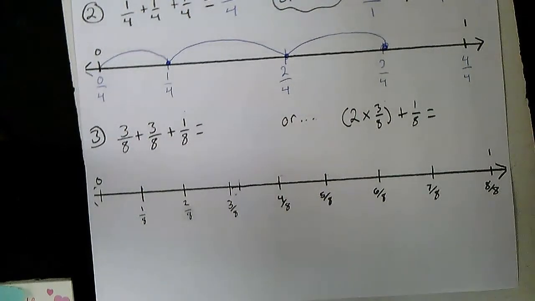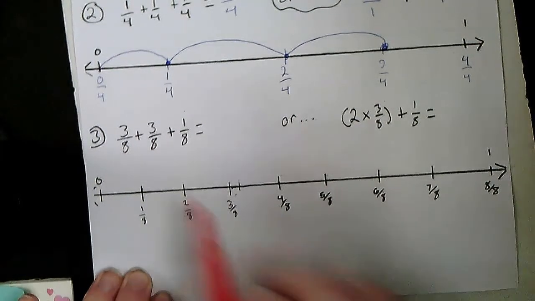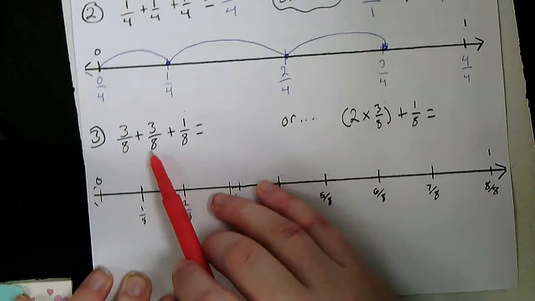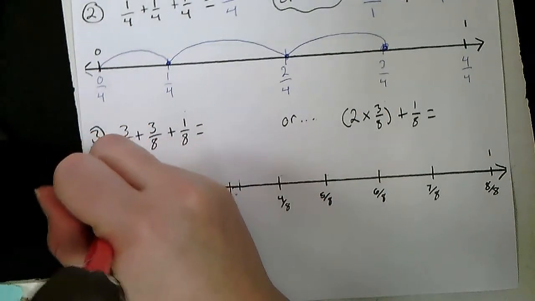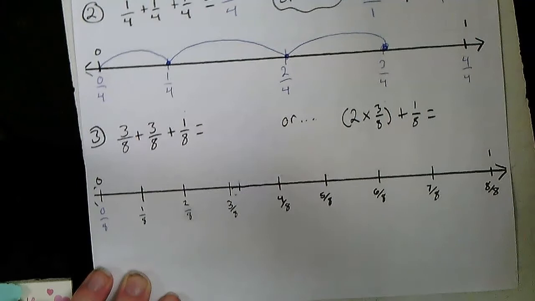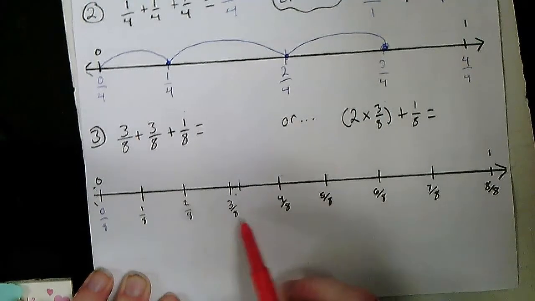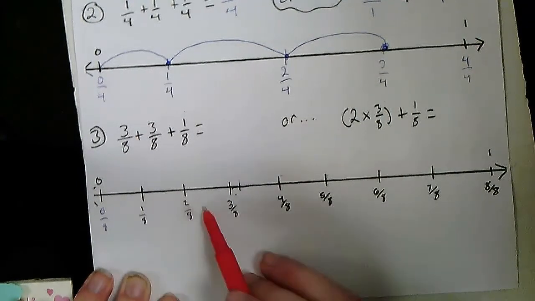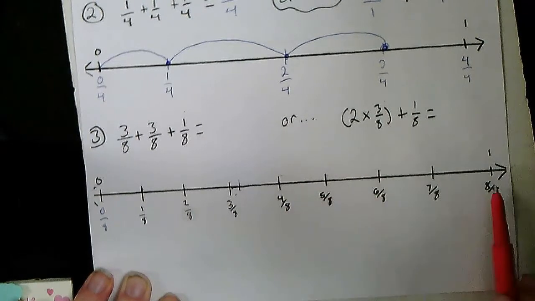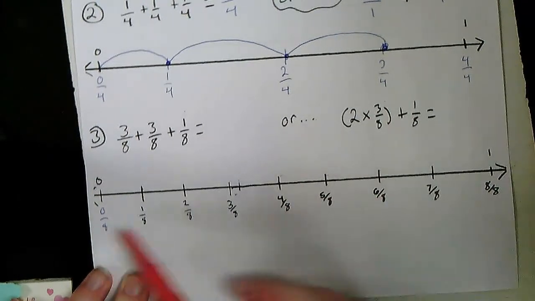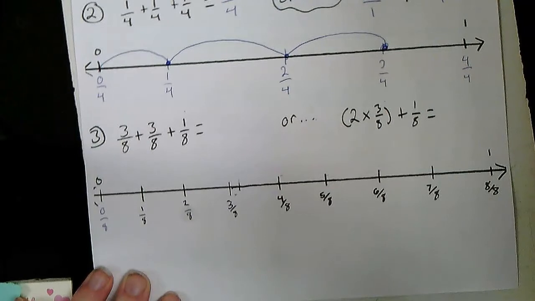So what I want to start off with is I already have my number line divided up. I split it into eighths. So over here we have 0/8, over here we have 8/8, and then I counted up to 8. And you can see I have 0, 1, 2, 3, 4, 5, 6, 7, 8 in my numerators, and then my denominator stays the same.